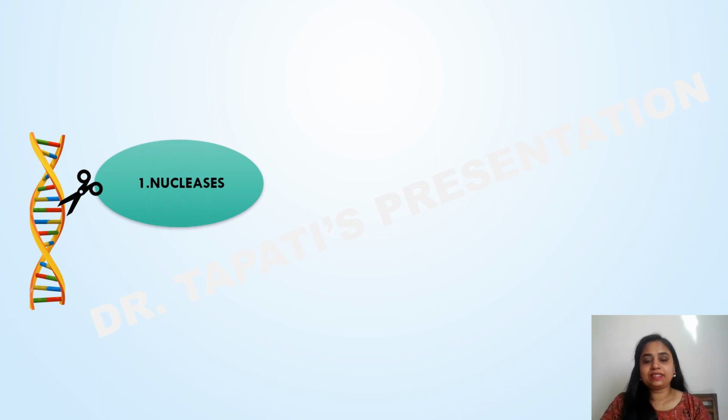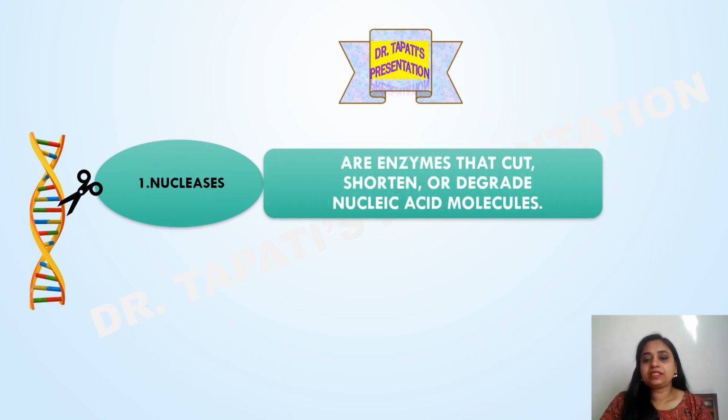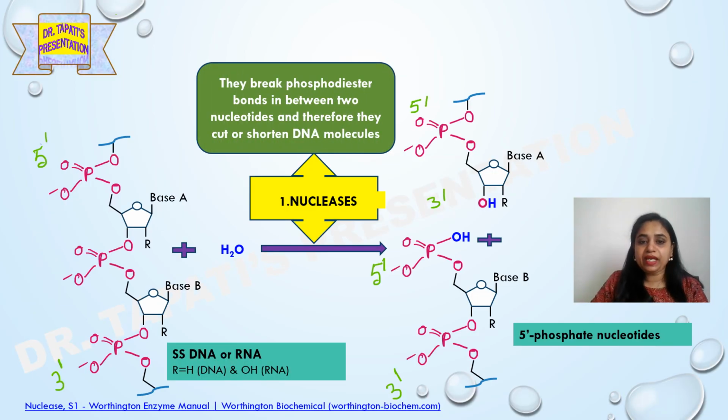First of all, nucleases. Already I told you they cut, shorten, or degrade nucleic acid molecules. Nucleases break phosphodiester bonds in between 2 nucleotides and therefore they cut or shorten DNA molecules. Now if you see this figure carefully, you can find that this is single-stranded DNA or RNA. In that case, 2 nucleotides are attached through the phosphate group and the phosphodiester bond is present here. And the nuclease enzyme will act on this phosphodiester bond.